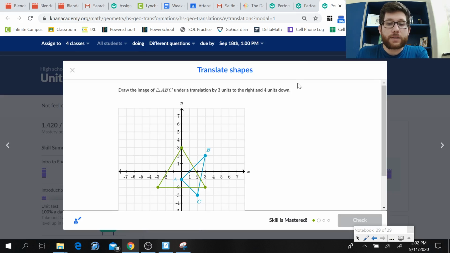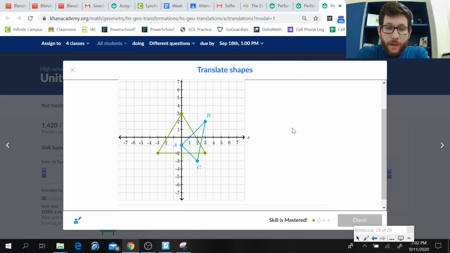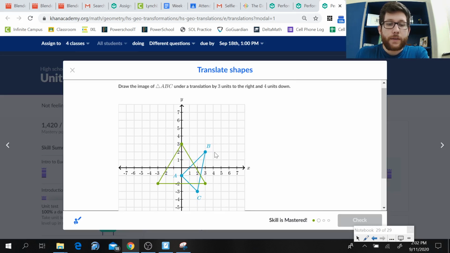Here's your second translation activity. This one's a little bit more challenging. This time we get a shape. The blue shape is my original, notice no primes, and they give us this green shape here. And they show us this original shape and tell us to translate it 3 units to the right, 4 units down. So one way to do this, there's multiple ways to do this.